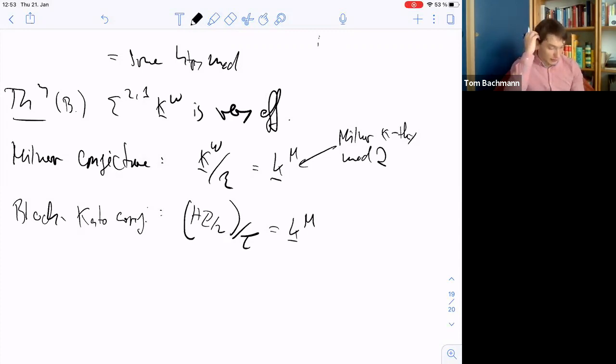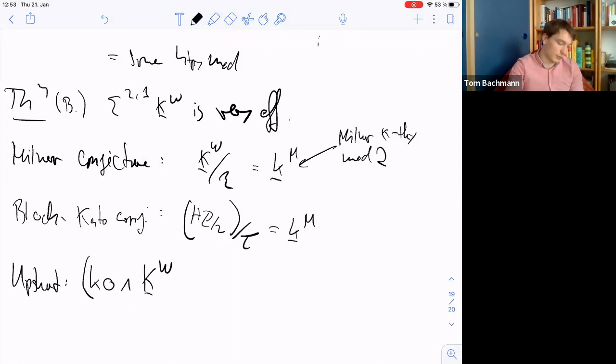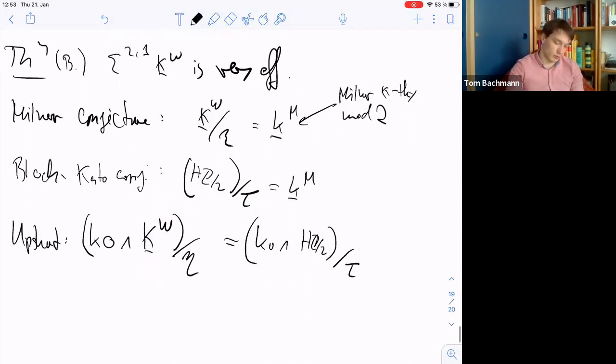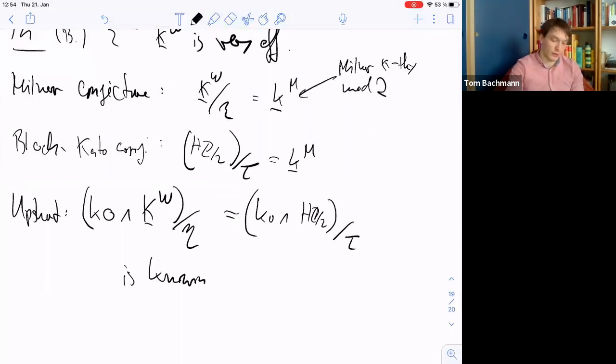All right, and so the conclusion is that if you take little ko smash with kw, and you mod out by eta, and so then the point is that if I take little kw mod out by eta, I get this thing, which is the same thing as this thing, right? So this is equivalent to little ko smash HZ mod 2, and then you mod out by tau. And this is known. Right, so this is going to be some specific summand of HZ mod 2 smash HZ mod 2, which can be characterized explicitly.